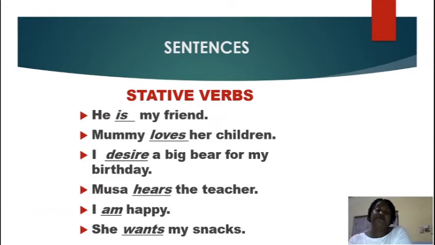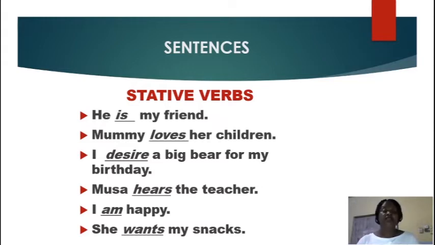Sentences. Stative verbs. Stative verbs, like I mentioned earlier, are verbs that don't involve any physical action or exercise. It is a state of being. And as I said earlier, stative verbs are verbs that we don't see, but we feel. In other words, they emphasize or explain a state of being.